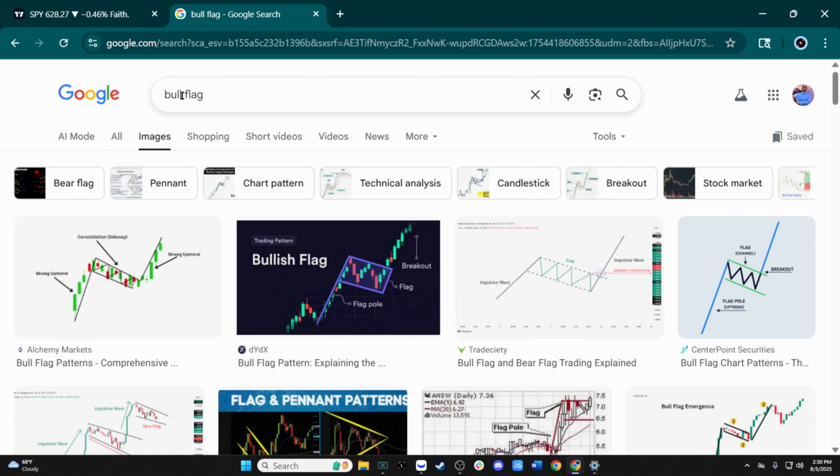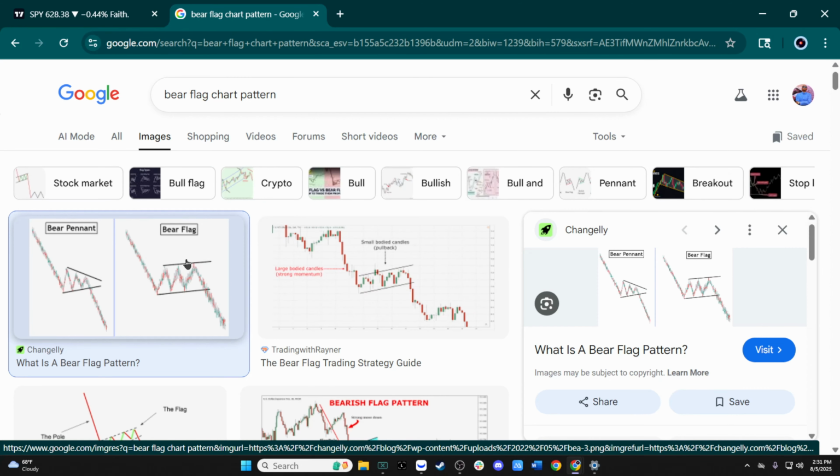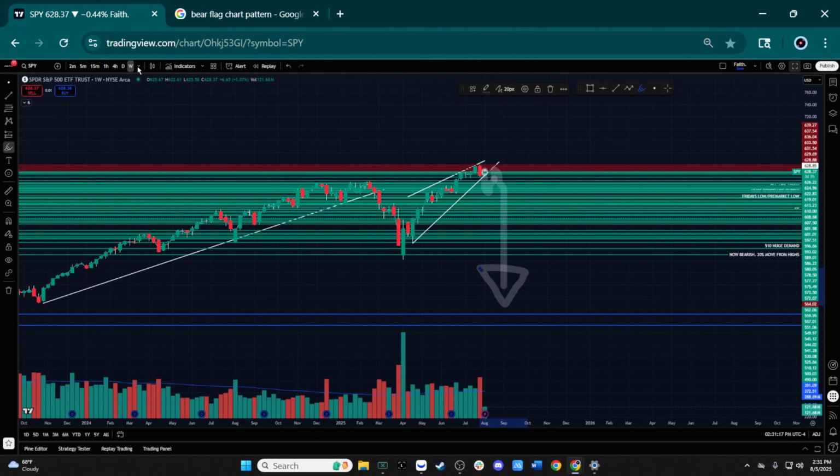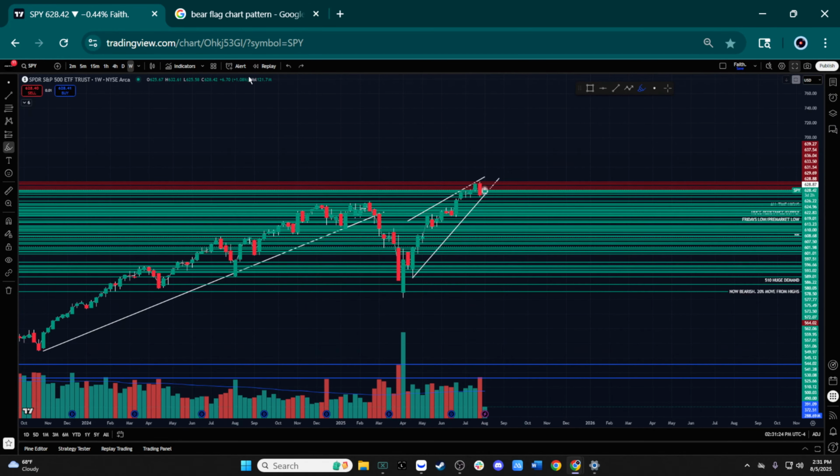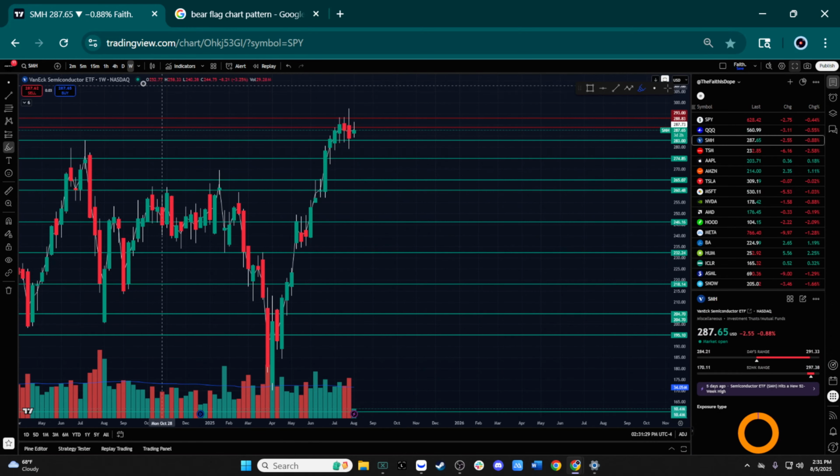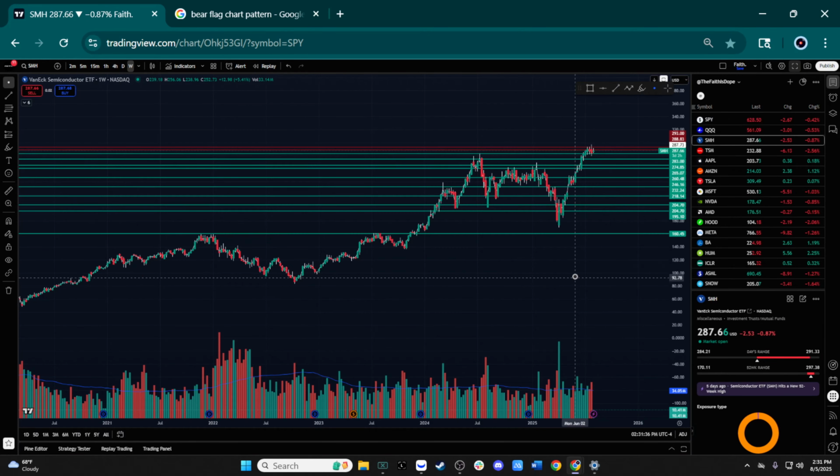Bull flags, what else? Bear pennant, bear flags. Just be looking for those. I would advise you to just hop on TradingView, right? And just look for them. Go to every ticker, right? Look for a bunch of chart patterns. Anything forming here? Pretty steep angle, but it is in a nice uptrend.